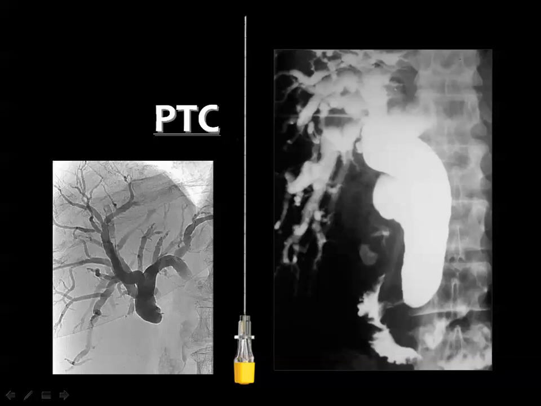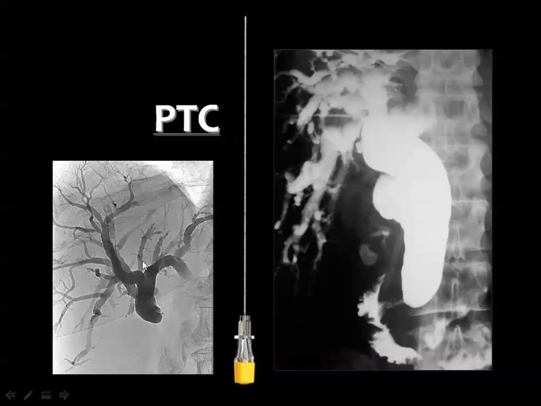And this is an example. The needle is introduced correctly into one of the dilated ducts, and you see there is dilatation of the intrahepatic biliary radicals as well as huge dilatation of the common bile duct proximal to a stricture in the distal part of the common bile duct.